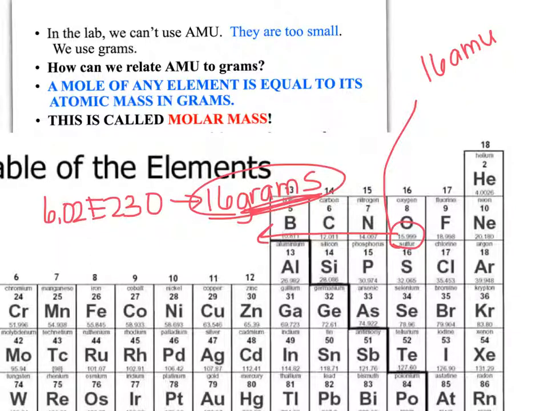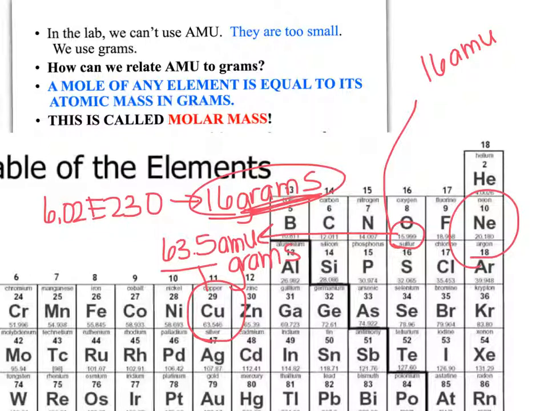So how much would 1 atom of copper weigh? Approximately 63.5 AMU. But how much would an entire mole of copper, 6.02 times 10 to the 23rd coppers weigh? 63.5 grams. So if we change AMU to grams, what we're saying is that's how much a mole of that atom would weigh. So neon, 1 neon atom weighs 20 AMU. A mole of neon, if I had 6.02 times 10 to the 23rd neons, those would weigh 20 grams.